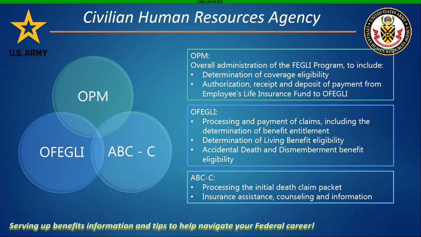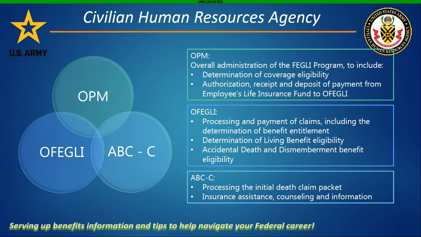There are 3 agencies involved in the management of any FEGLI benefit an employee may have, so it's really important to have things in order at any point in your career. OPM is responsible for the overall administration of the FEGLI program, to include the determination of your coverage eligibility and authorizing receipt and deposit of payment to beneficiaries and survivors in the event of an employee's passing. They also set the open season enrollment period dates, and we all know that those are very few and far between. They do not run concurrent with the health benefit open season. I think the last one was like 2016, 2017. So just know those are few and far between.